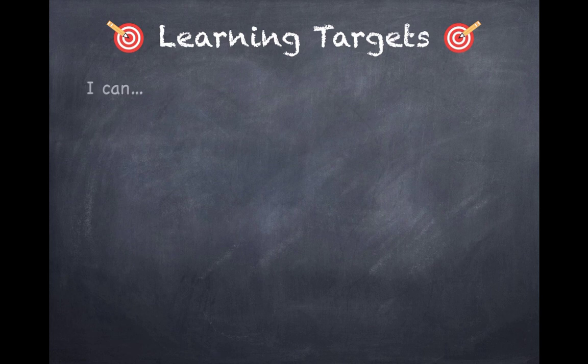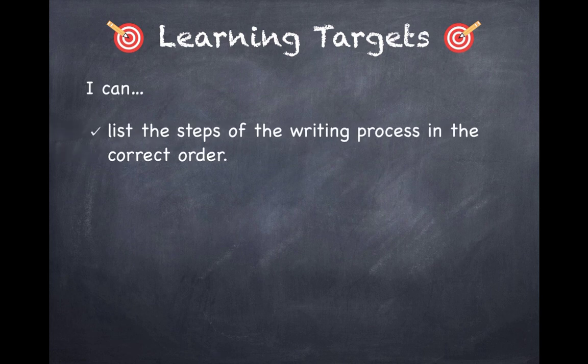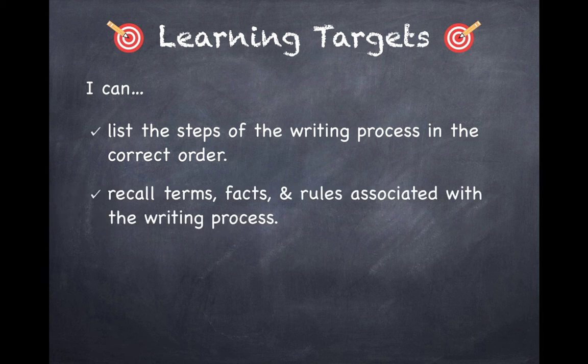Now, let's see if we accomplished our learning targets. I can list the steps of the writing process in the correct order. I taught you a mnemonic device that should help you to be able to do that. And then next, you should be able to remember each step of the writing process, those terms, the facts, the rules that are associated with the writing process, and the things that you do in each of the stages.